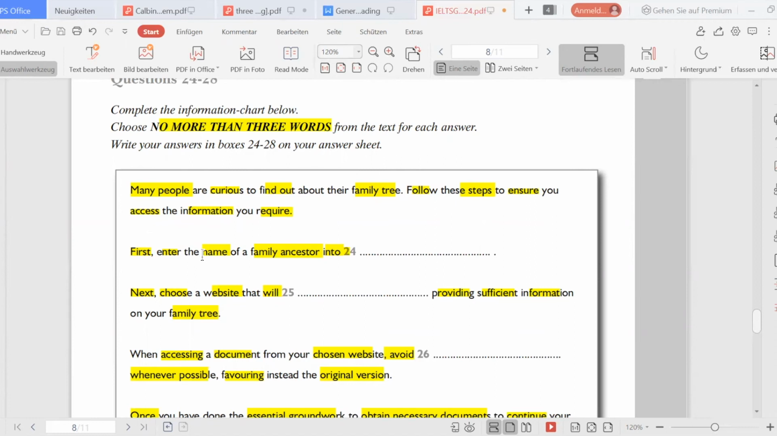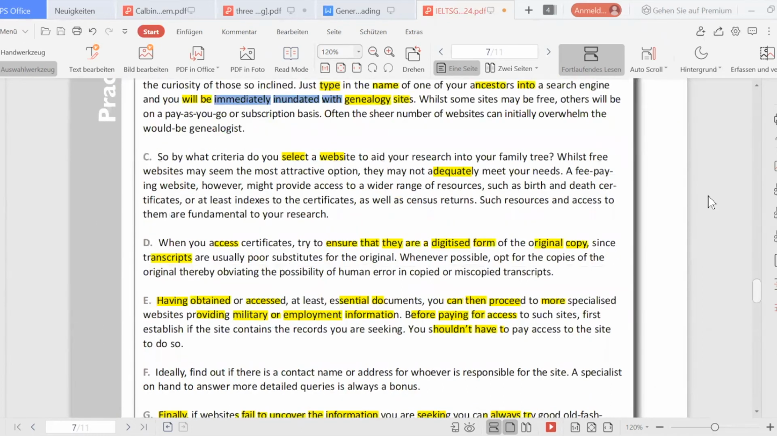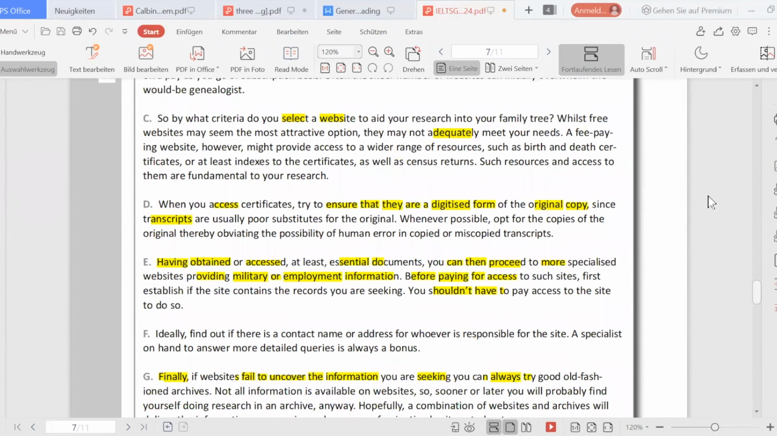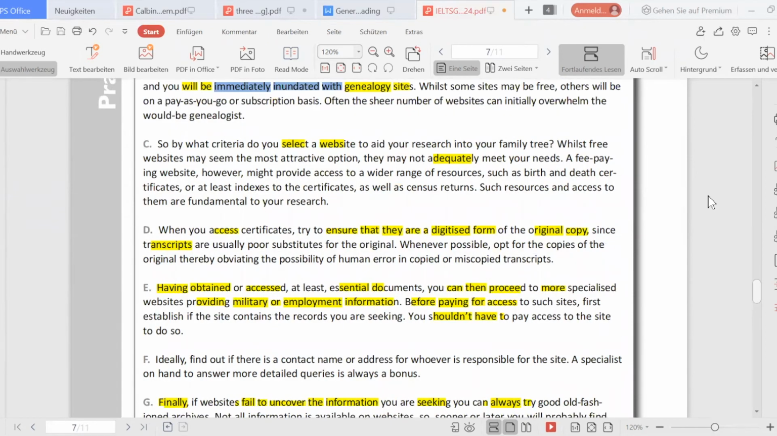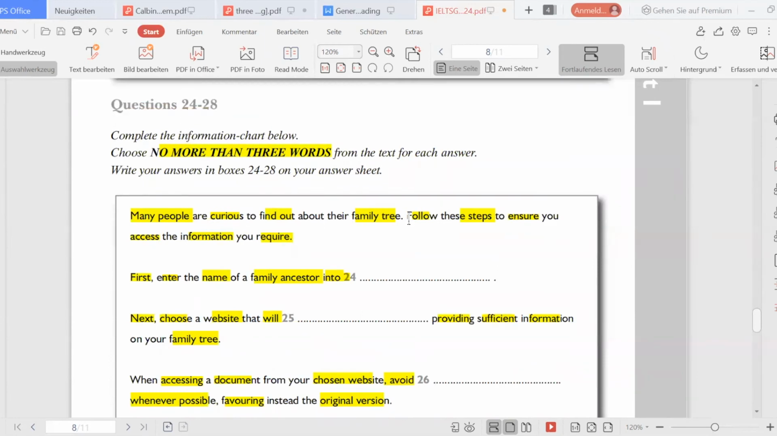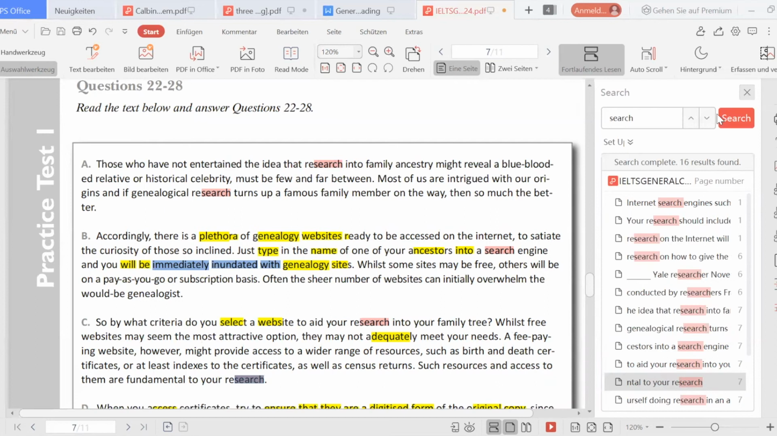And first, enter the name of a family ancestor into. So directly before it, I've got the word into, and then the word first. So I go to the text, and where are the steps that they're talking about? So the steps here, there was actually this keyword. Many people are curious to find out about the family tree. Follow these steps to ensure you access them. Okay, so we want to look for where the word first comes in. It's actually here.